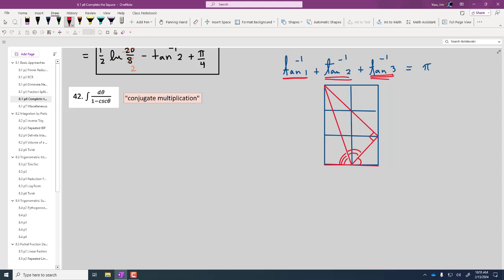Okay, so let's go with another miscellaneous random technique. Conjugate multiplication.